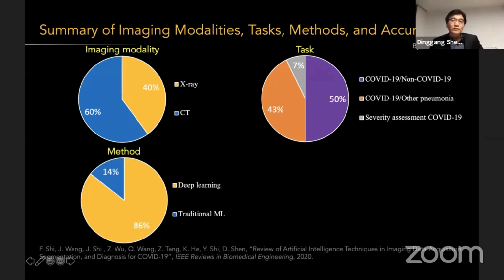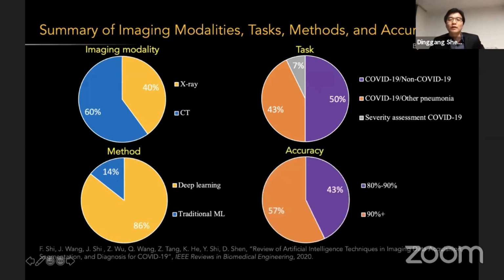And also in terms of method, 86% of papers use deep learning, 14% of papers use a traditional machine learning algorithm. And also for the performance of all this method, actually 43% of papers got an accuracy of 80 to 90%. Over 57% of papers got over 90% accuracy. So this is all the papers actually published by March 31st this year.